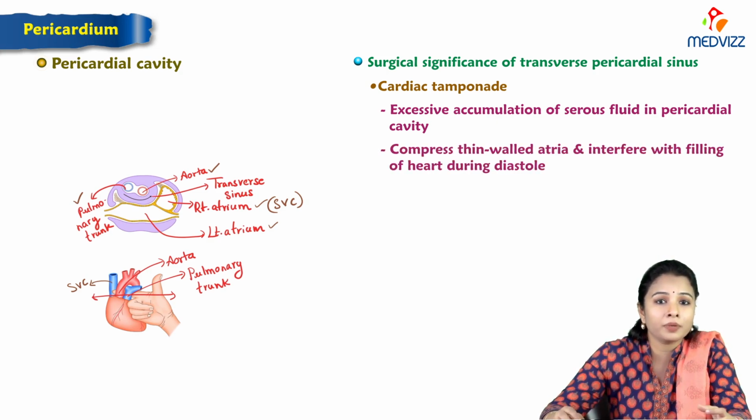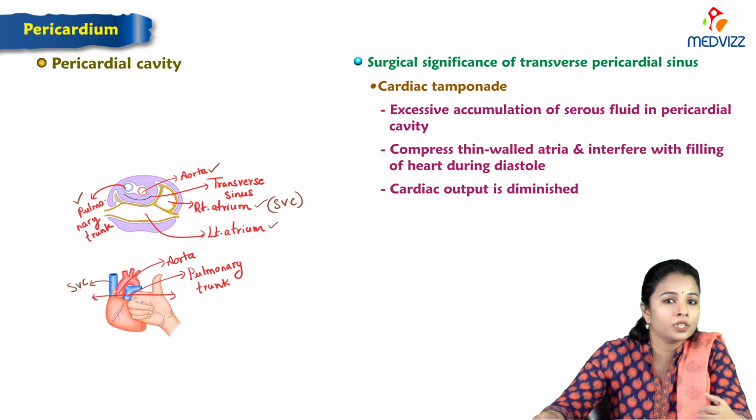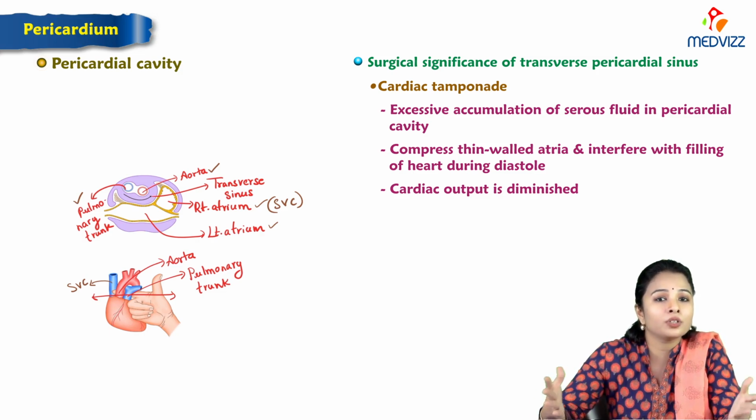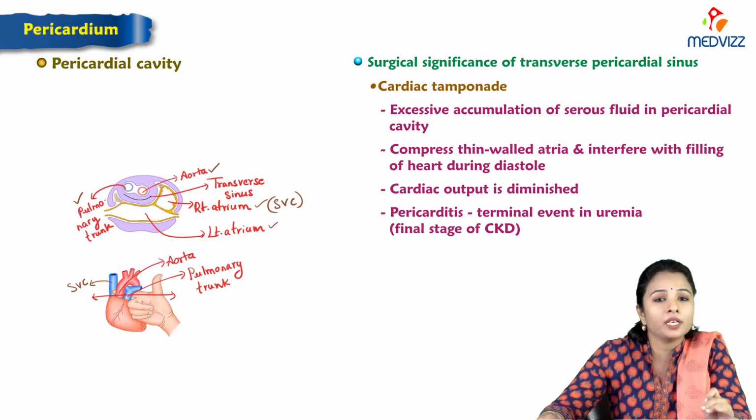This may compress the thin-walled atria and interfere with the filling of the heart during diastole, and consequently the cardiac output is diminished. This condition is clinically termed cardiac tamponade. So compression of the atria because of an enlarged pericardial cavity is called cardiac tamponade. Pericarditis is like a terminal event in uremia, that is the final stage of chronic disease.